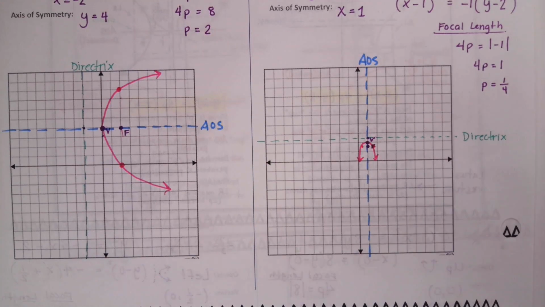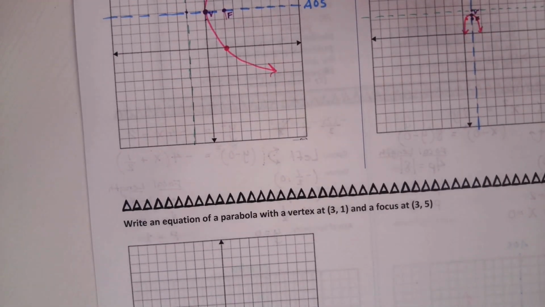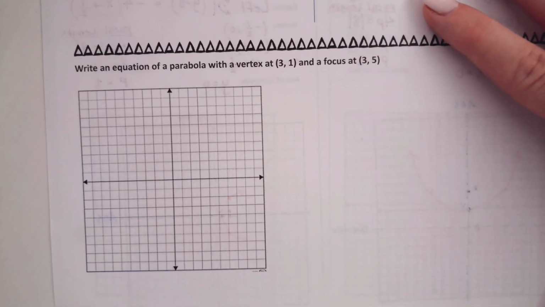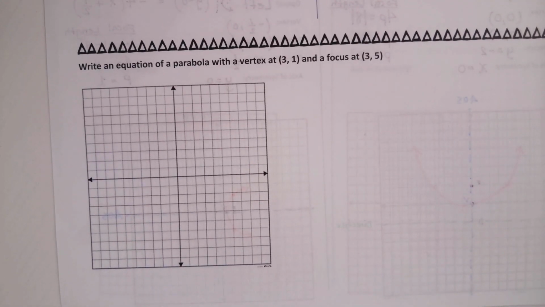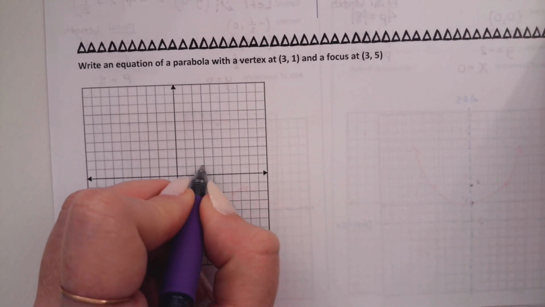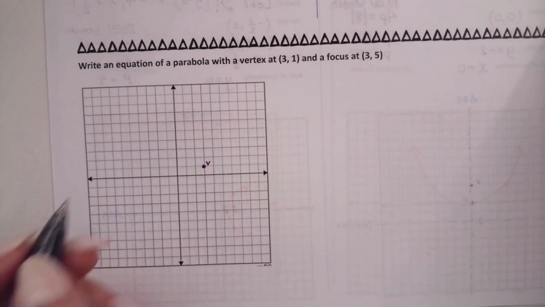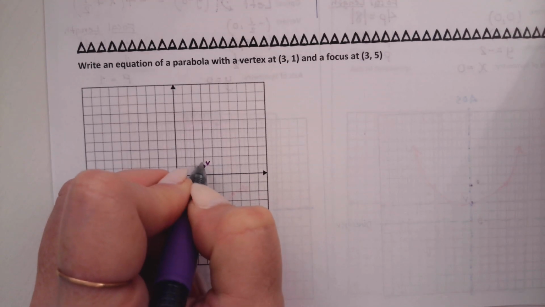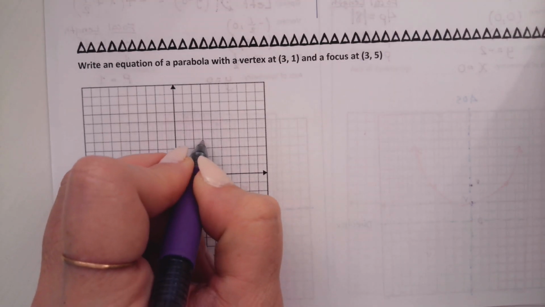All right, and then one last one. Again, we've done ones like this on every notes. We're just working backwards to put the shape together. I usually include a graph on these just because it helps to visualize it, not because you actually need to fully graph it. So it has a vertex at 3, 1. There's a focus at 3, 5. 3, 1, 2, 3, 4, 5.